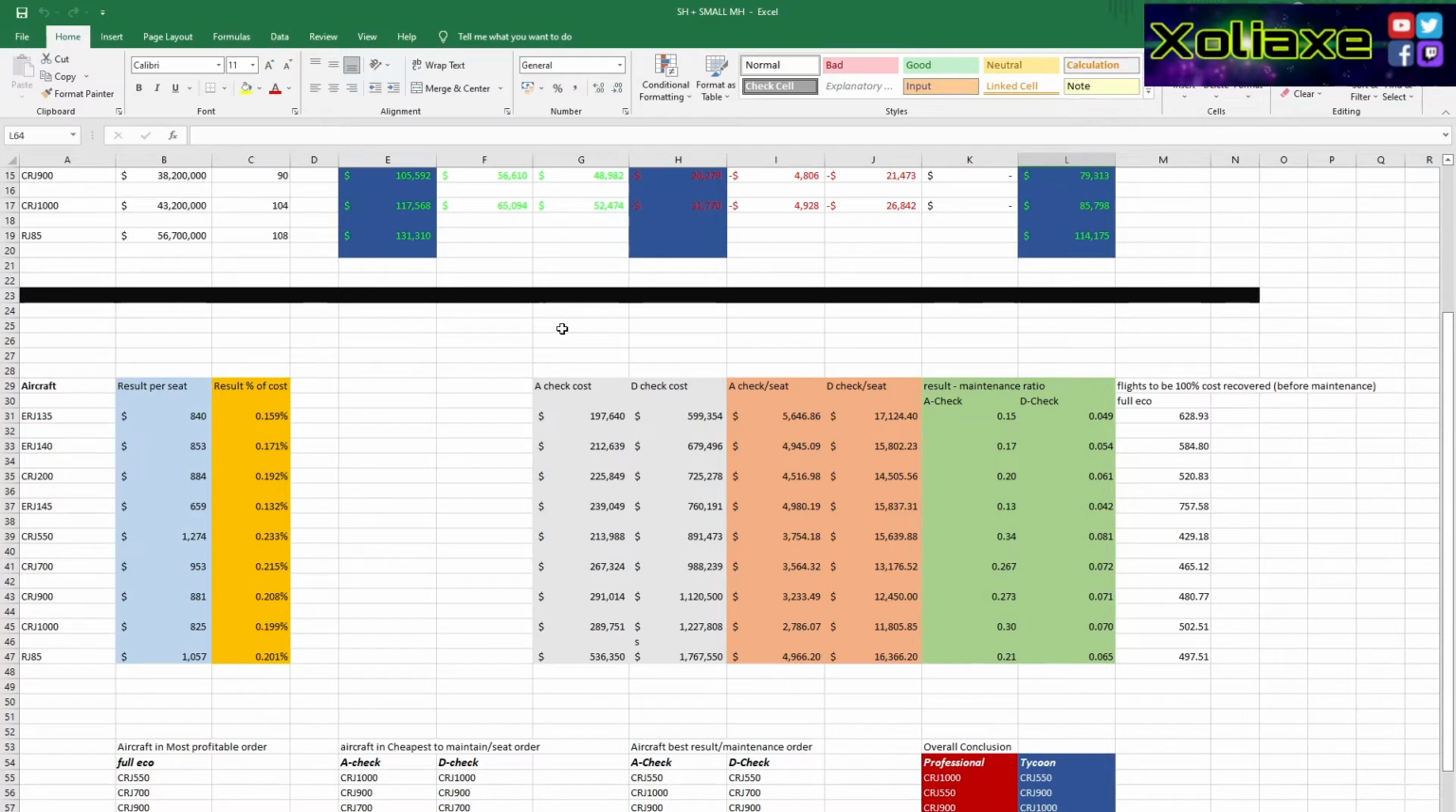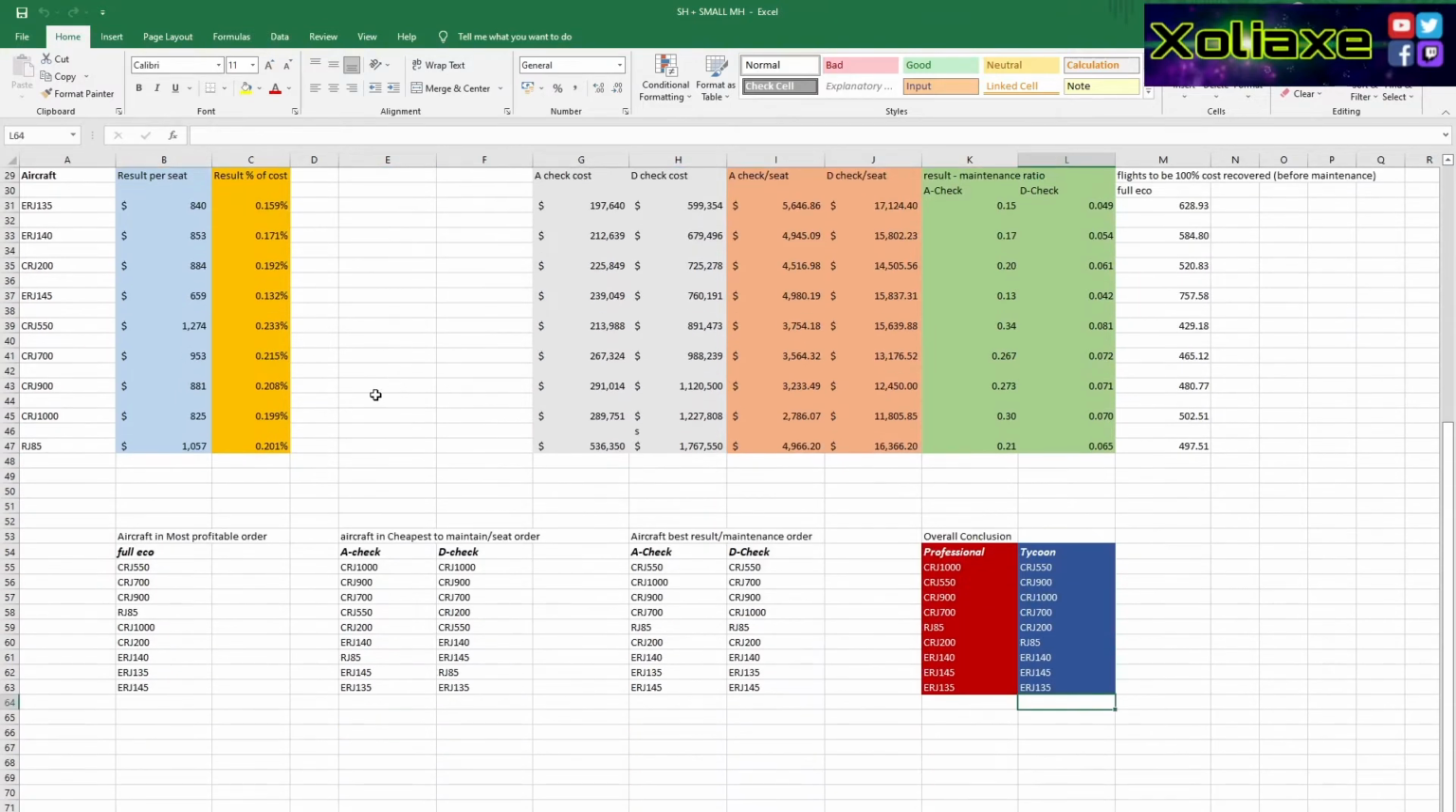So again, I plugged this into the Bangkok to Ho Chi Minh route. We'll go down to the bottom then. In maintain per seat, the CRJs come out on top on here, pretty much in order, the 1000, 900, 700, 550, 200. ERJ 140 comes in 6th, I'll try to count here. The ERJ 145 and RJ85 kind of swap places between the A's and the D's, and the 135 comes last. But when we take maintenance into account, the CRJ 550 tops both of them.